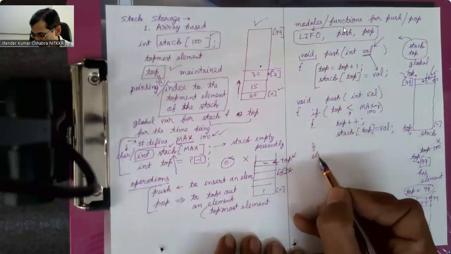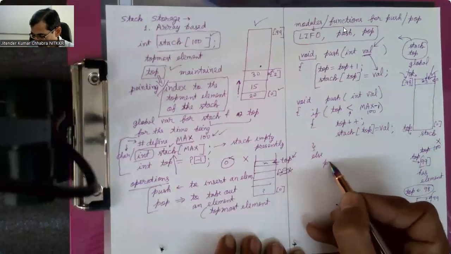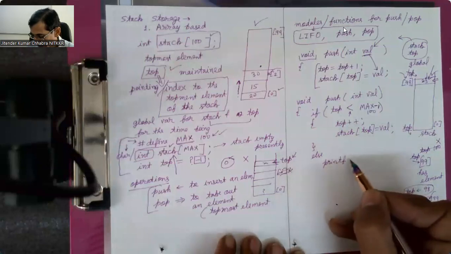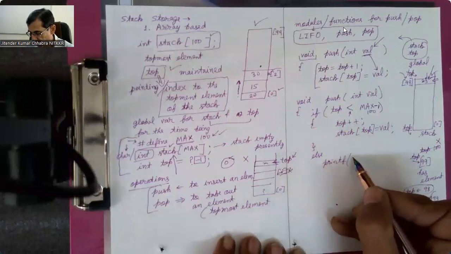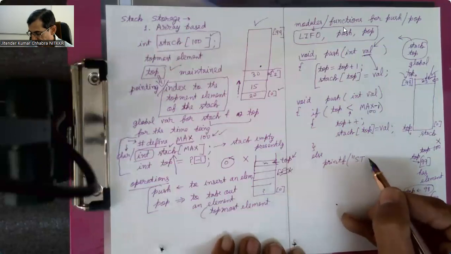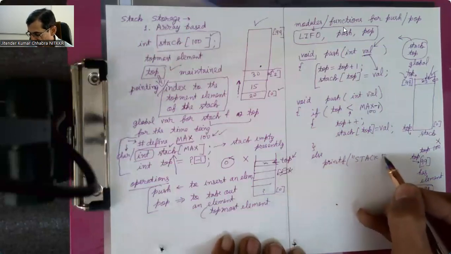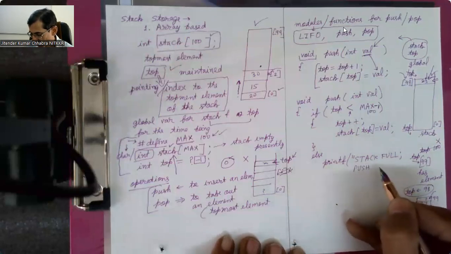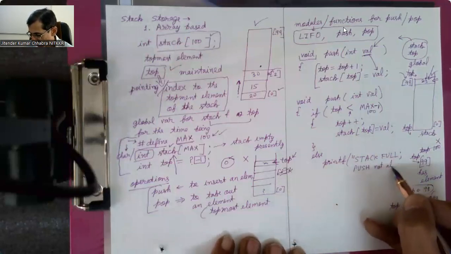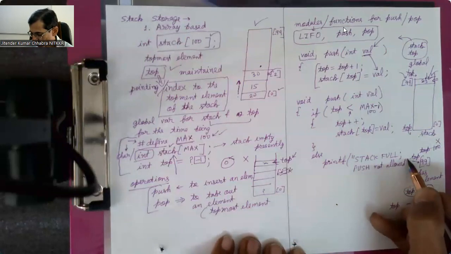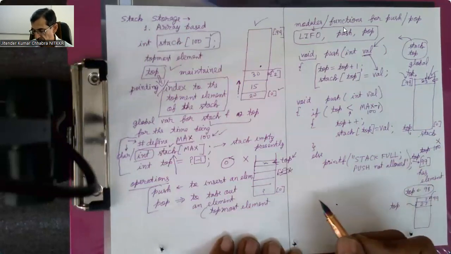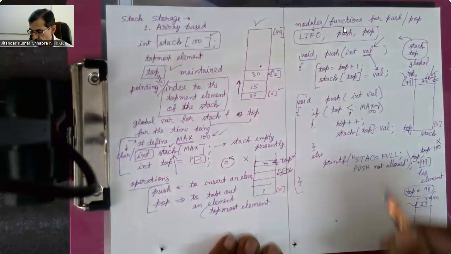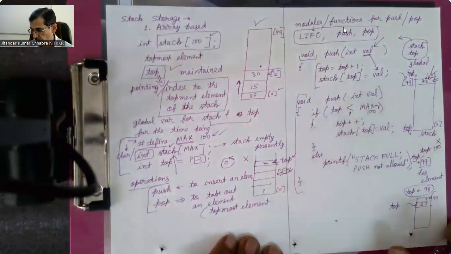If a stack is full, I must give a message, of course. Of course, if needed, you can return this as a special symbol, but normally for the time being, I will say, I must give a message: stack full, push not allowed. This message should go to the user, and that's what I will do. So this becomes my push function. So I must check whether the stack is full or not.